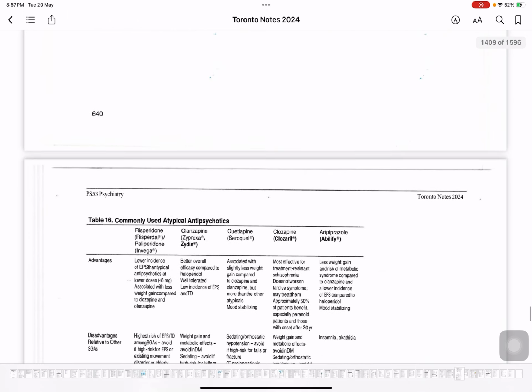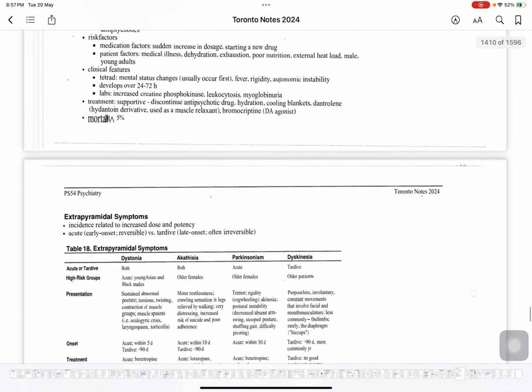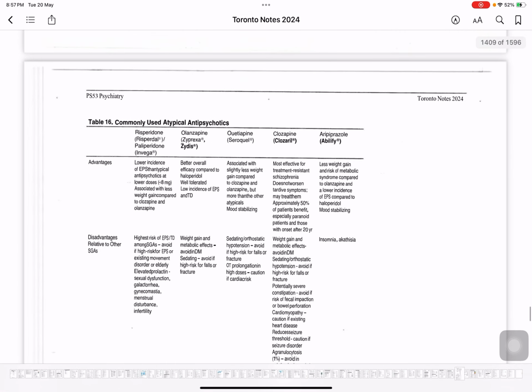Okay, moving forward, commonly used atypical antipsychotics. Now, what are the names? This is also a very important table. Why? I'll tell you as soon as we start reading it. Now, what are the advantages?